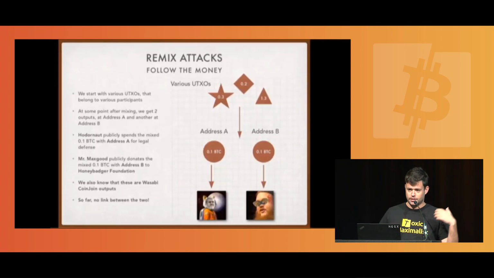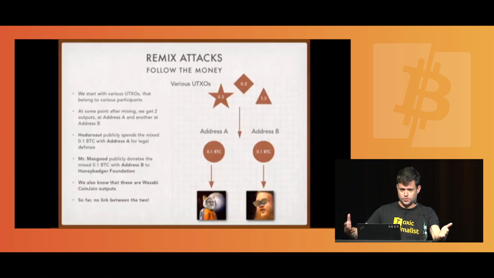It was in address A, and it spent the coin for legal defense. And he does this publicly because people donated, so he wants everyone to know how he uses the fund. So that's one. And on the other hand, Max Good uses another coin in address B and pays to the Honey Badger Foundation because he likes honey badgers. And he does this publicly too because he wants people to support the Honey Badger Foundation as well.